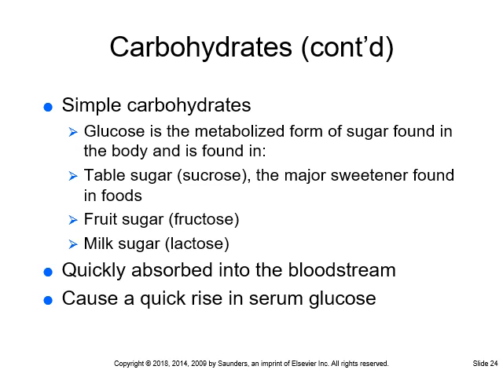Simple carbohydrates: glucose is the metabolized form of the sugar in the body. It is found in table sugars, sucrose, fruit sugars, fructose, and milk sugars, lactose. Glucose is chemically nearly identical to dextrose. These words are used interchangeably. All these simple carbohydrates are quickly absorbed into the bloodstream as a ready source of energy for the cells. It causes a quick rise in the serum glucose.